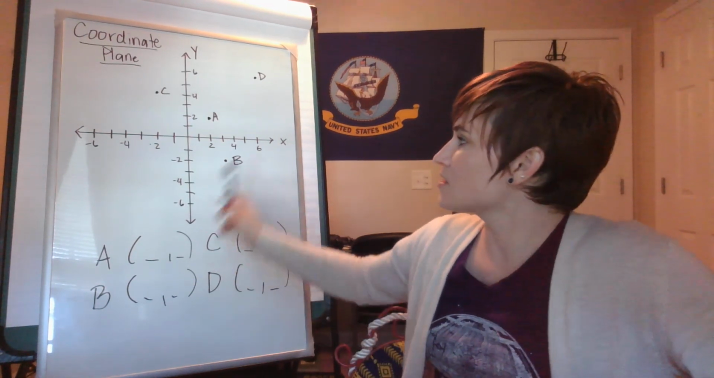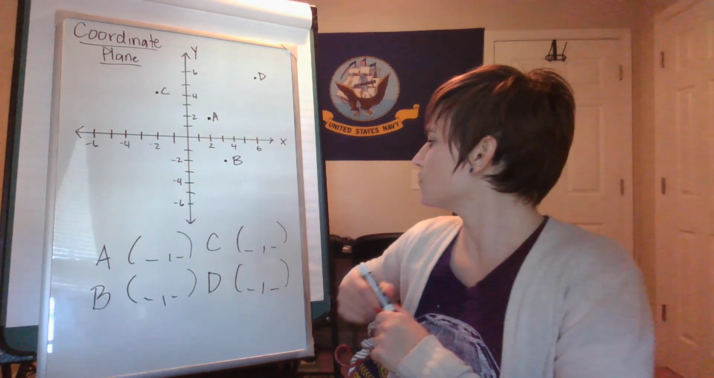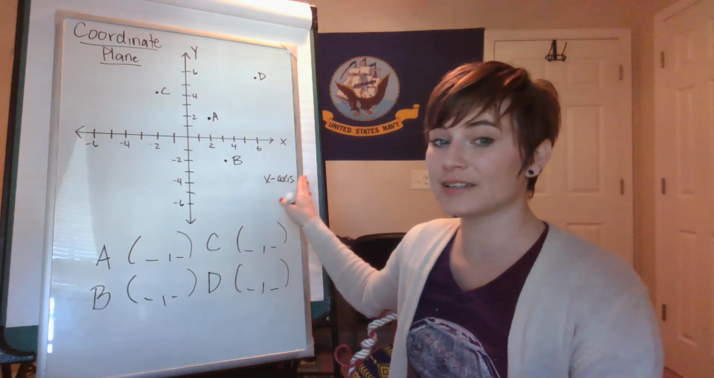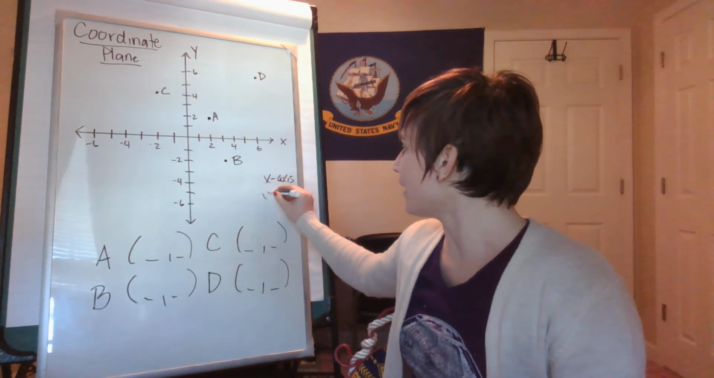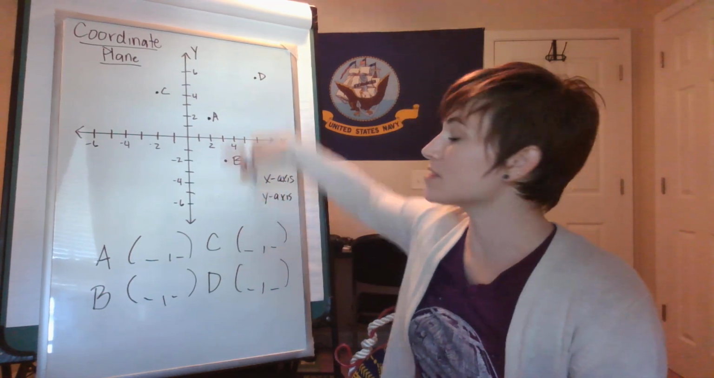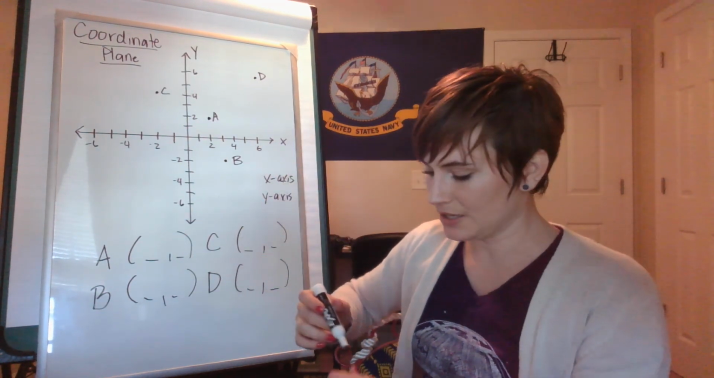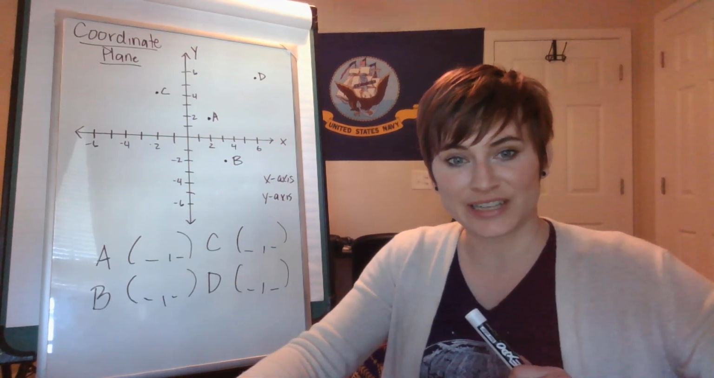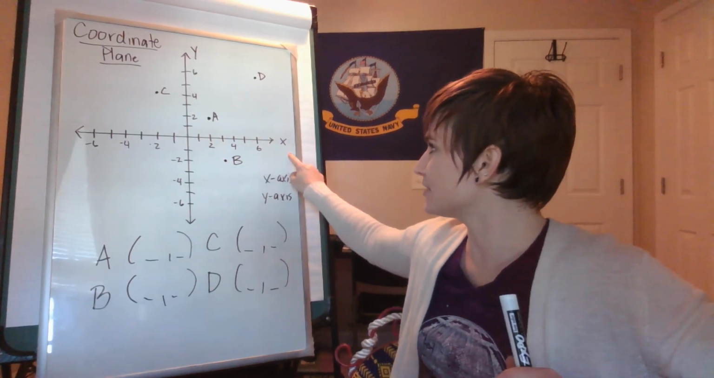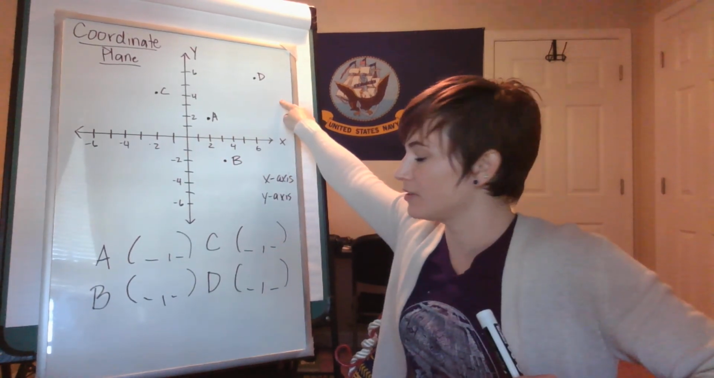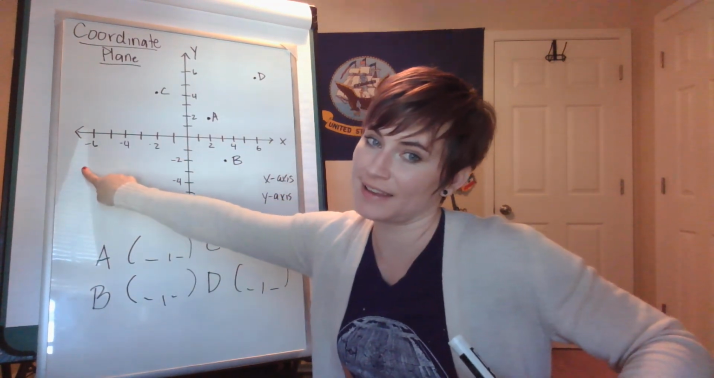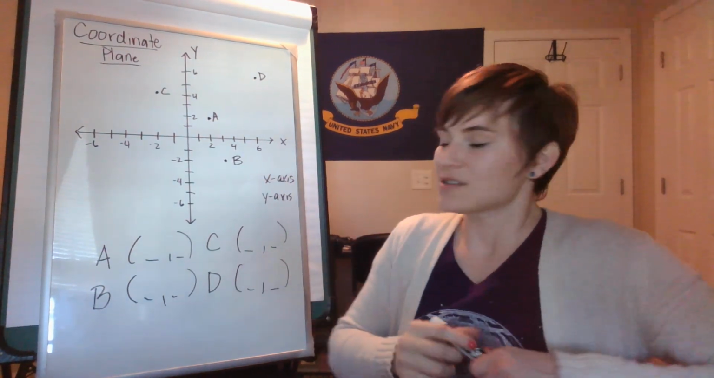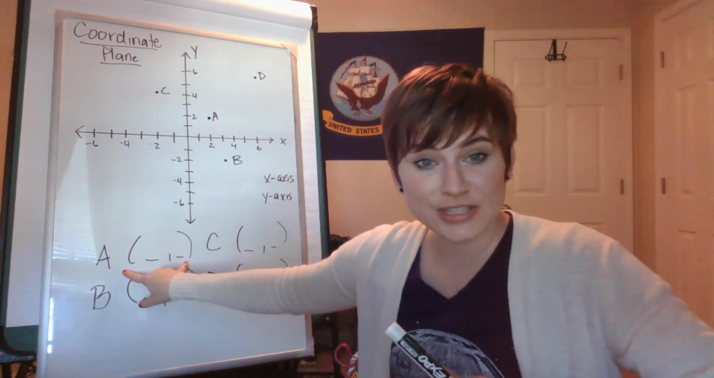We're going to talk about terms that you're going to hear or see while you're in math so that you don't get confused. So once again, our x-axis goes left to right. It's horizontal. Your y-axis goes up and down. It is vertical. So always remember, you go right or left, and then you go up or down. You're going to go right and then up, or left and then up, or left and then down, or right and then down.